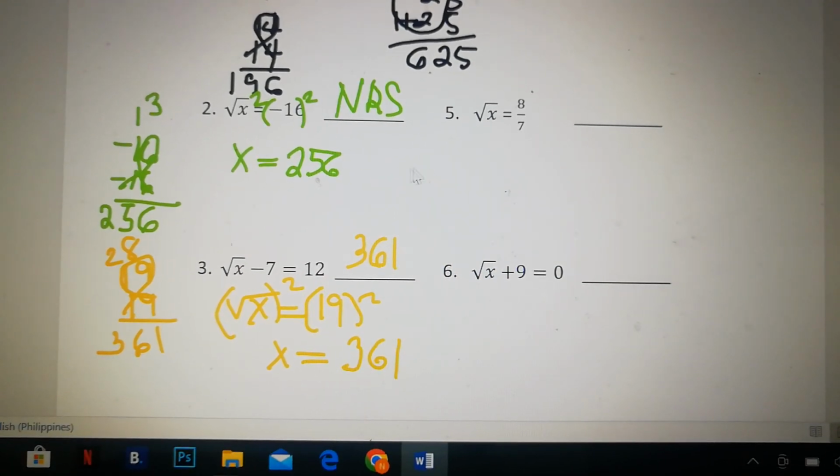Okay, so for number 5, square root of x, if you square that is equal to x. So if you square 8, 64, square 7, 49. So the answer is 64 over 49.